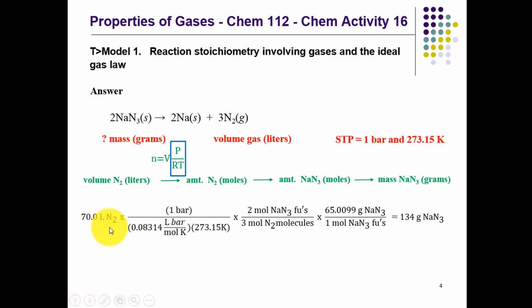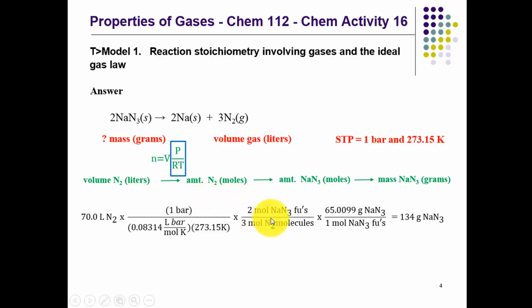Starting with the 70 liters of nitrogen gas, we want to convert that to the amount in moles. And so we make use of this conversion factor, which involves multiplying the volume by the pressure, which is 1 bar, because the pressure is at STP, dividing by the ideal gas law constant, 0.08314 liters bar per mole Kelvin, and then finally multiplying that by the temperature. Of course, that's 273.15 Kelvin. All of this is our conversion factor to determine the amount of nitrogen gas in moles.